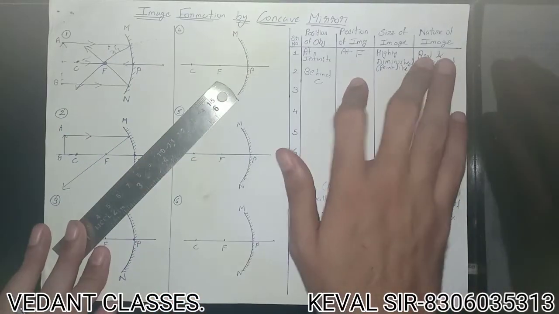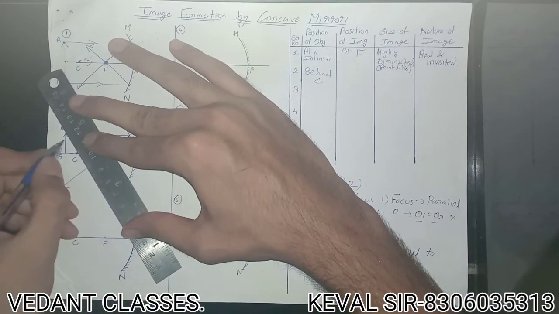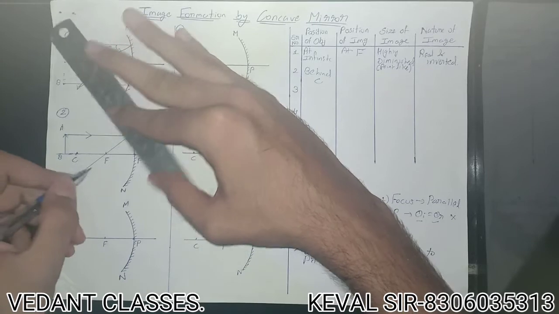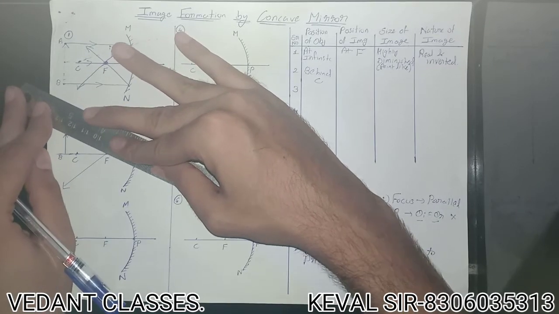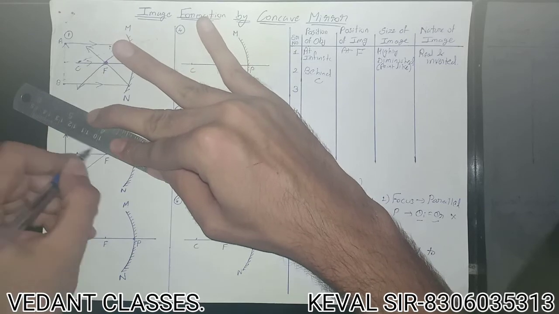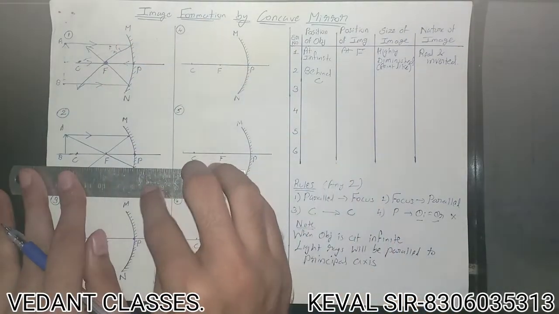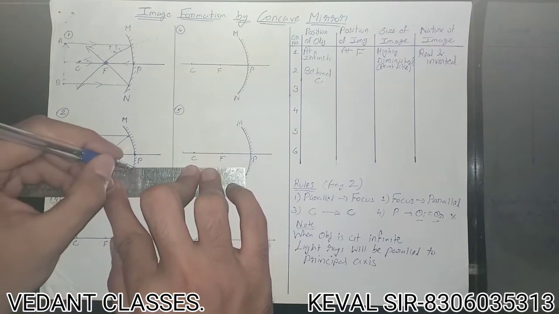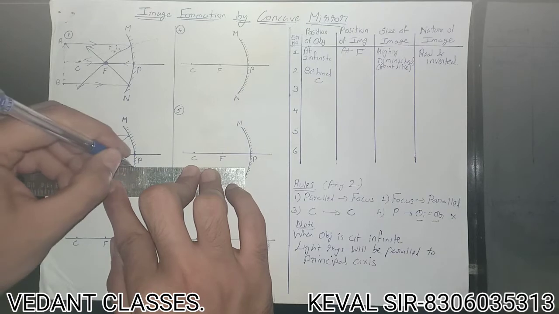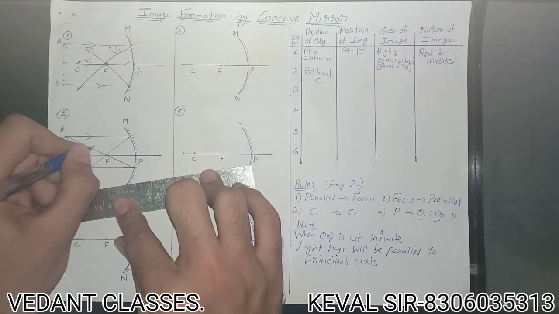So now you can take another ray. Let's say the second ray, if you want to pass it through C, you just need to extend the mirror. Otherwise you can take it from the focus. If the ray is passing through the principal focus, then it will be parallel to the principal axis after reflection.